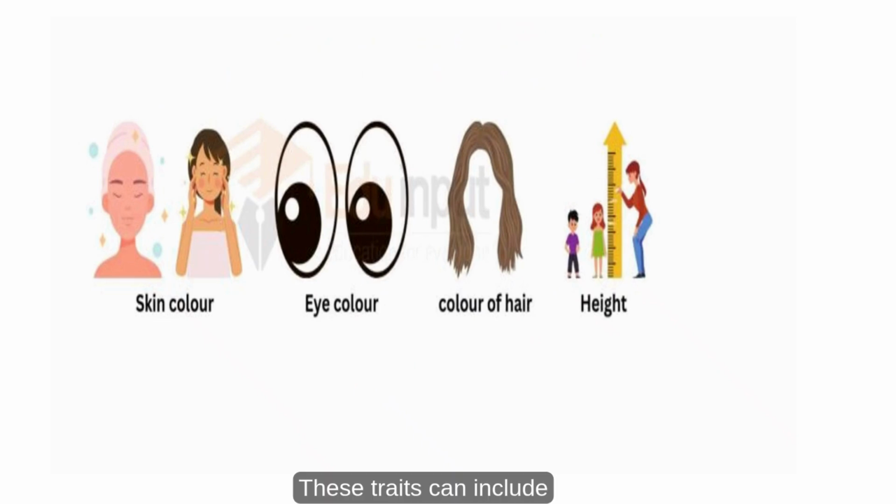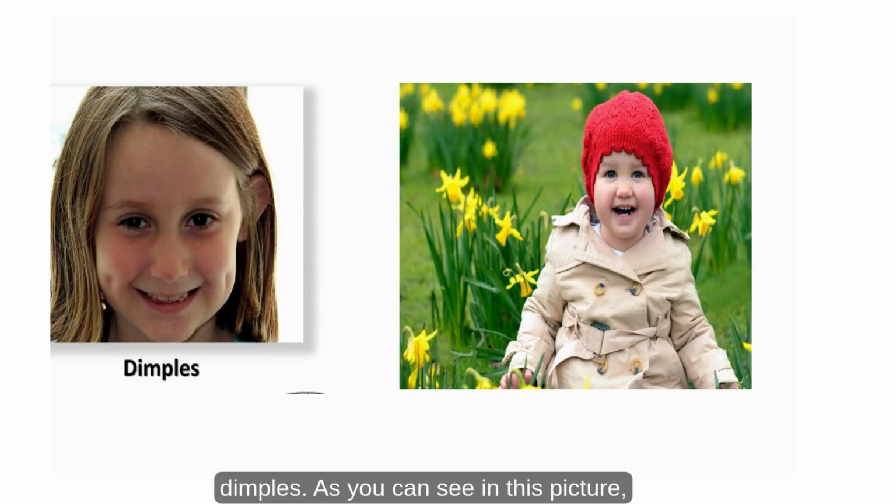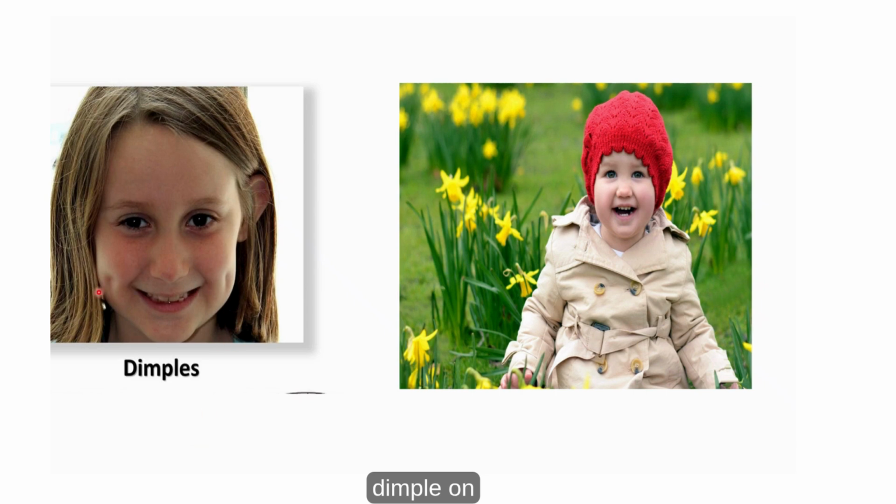These traits can include physical characters like skin color, eye color, hair color, height, and dimples. As you can see in this picture, this girl has a dimple on her cheek, and in this picture, this one does not carry a dimple on her cheek. So physical characters like dimples are also passed from parent to children, and it's because of heredity.